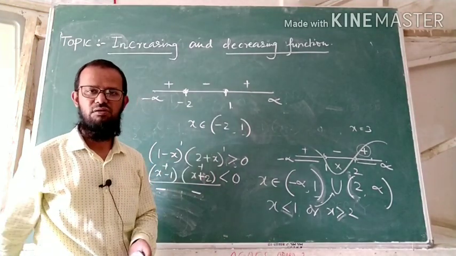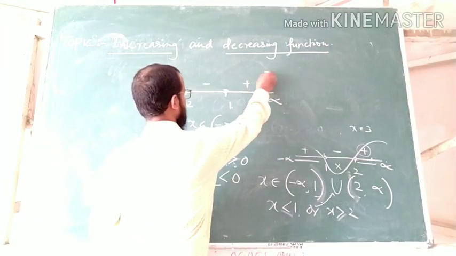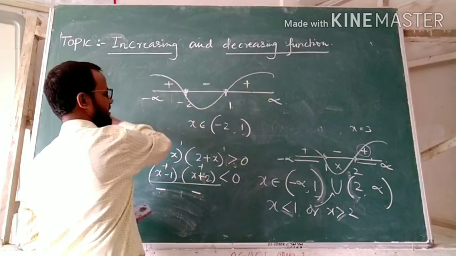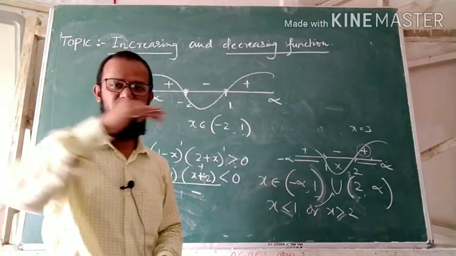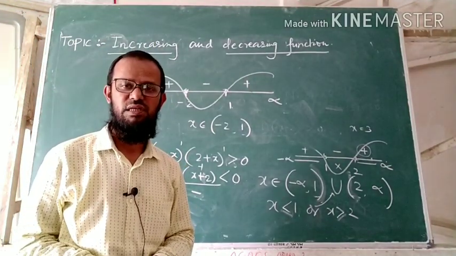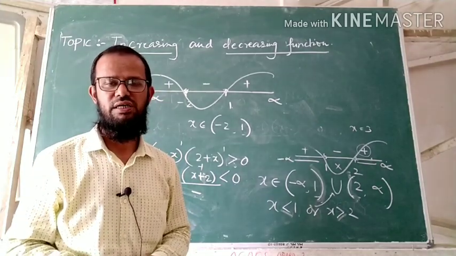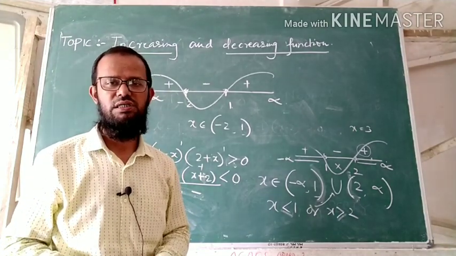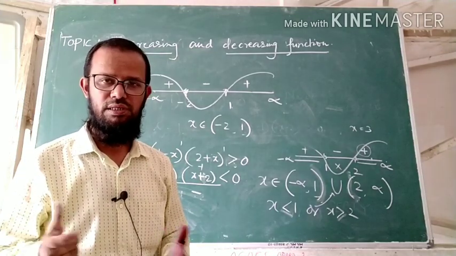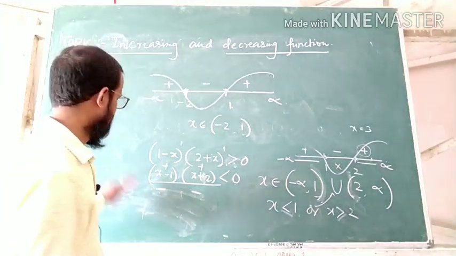So this method is called wavy curve method. ऐसा होगा positive then negative then positive, wavy curve method. This method is to find the solution set of an inequation. It is a very short trick. If you utilize this short trick, and that short trick is called wavy curve method. Okay, so I hope you understand.